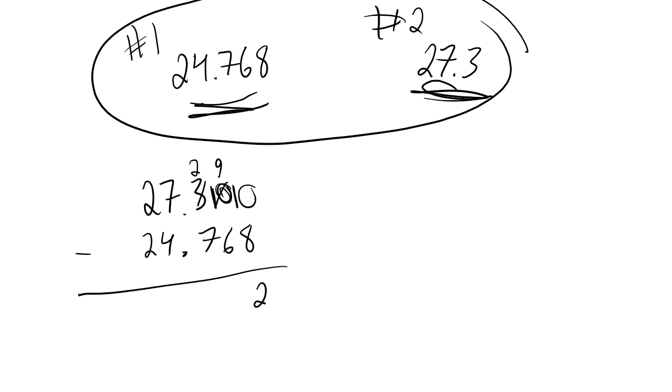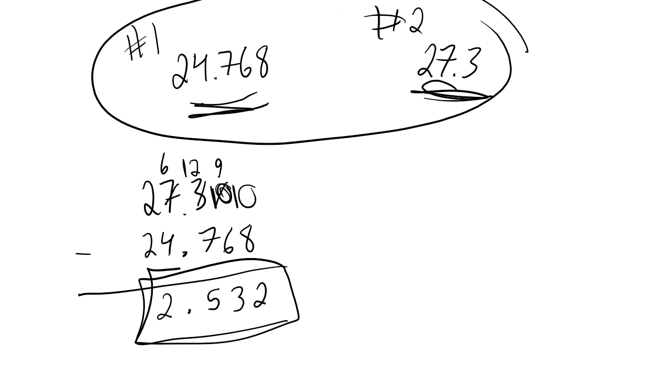This becomes 2. 9 minus 6 is 3. 2 minus 7. Oh no, now we need more help. 7 becomes a 6. This becomes a 12. 12 minus 7 is 5. Decimals, staying intact. 6 minus 4 is 2. 2 minus 2 is 0. And that is our answer.